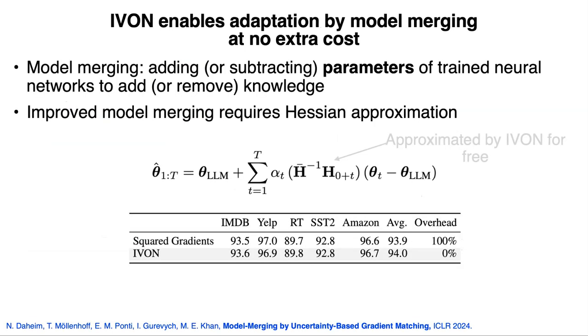IVON also enables model adaptation through model merging without any extra cost. In model merging, parameters of trained neural networks are added or subtracted in order to add or remove knowledge to or from models. Improved model merging then requires Hessian approximations, which are approximated by IVON during training and come for free. And we find that this Hessian estimate improves over a squared gradient estimate of the diagonal Fisher in terms of the downstream performance of the merged model, but also in terms of overhead, where IVON produces no overhead, but squared gradients need one further pass through the dataset.